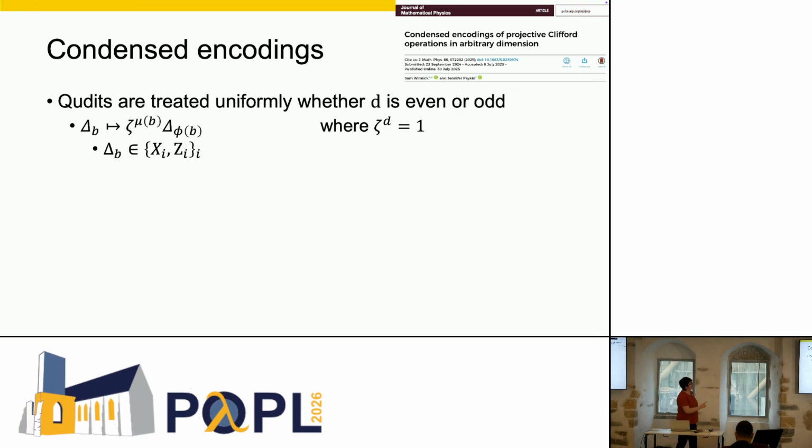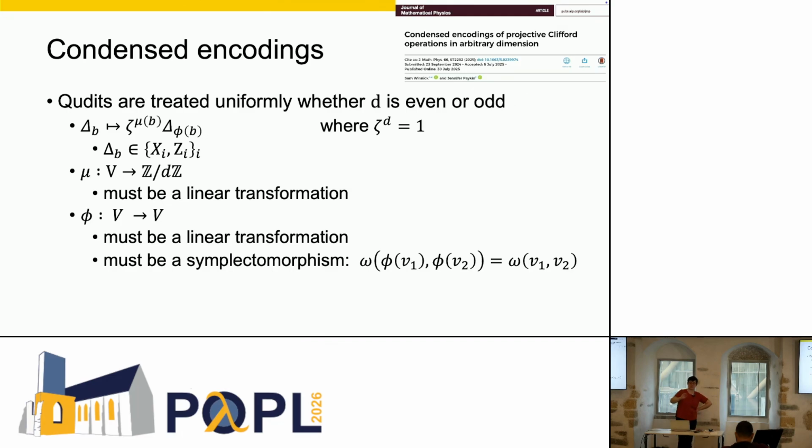Okay. In this case, we can describe these projective Cliffords, again, as functions from δB to δφ(E) with this μ coefficient. The only caveat is that this works for δB being a basis vector. So δB has to only be Xi and Zi. We'll come back to that in a second.